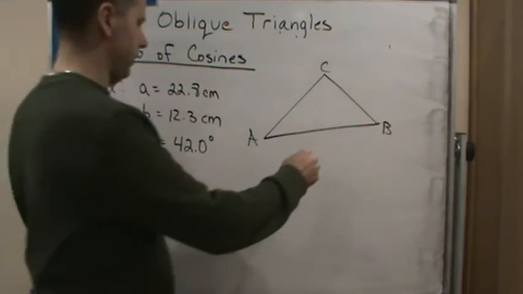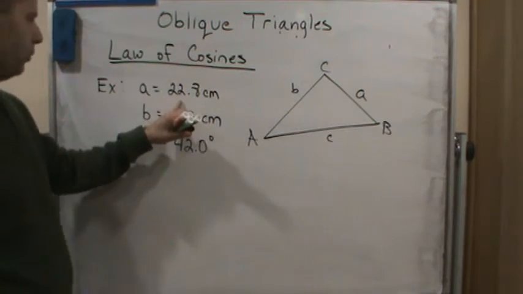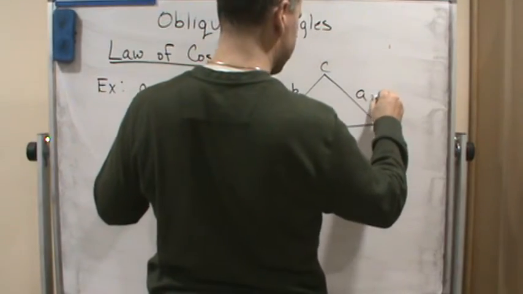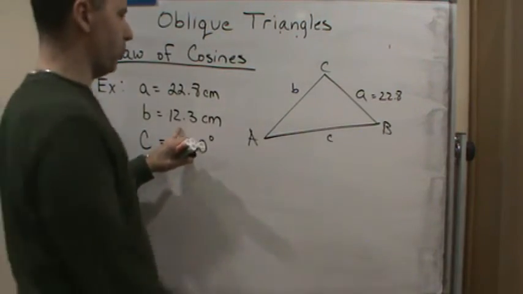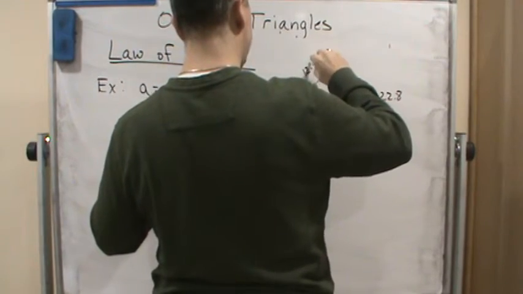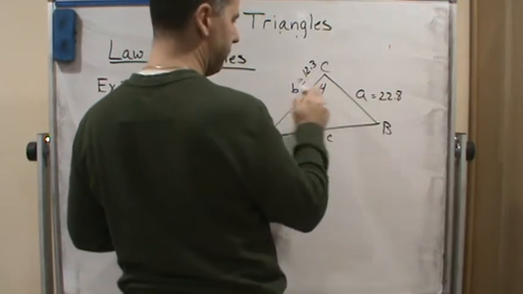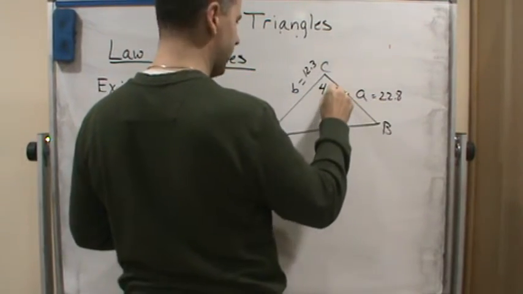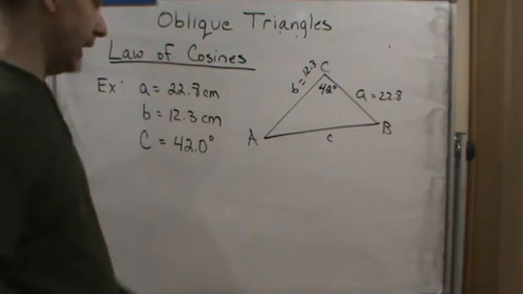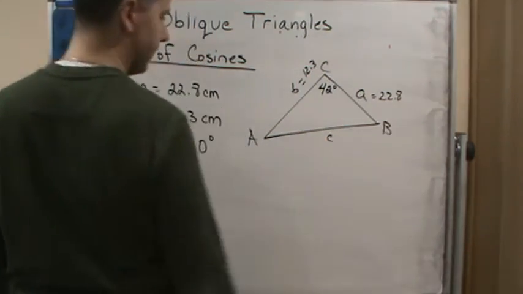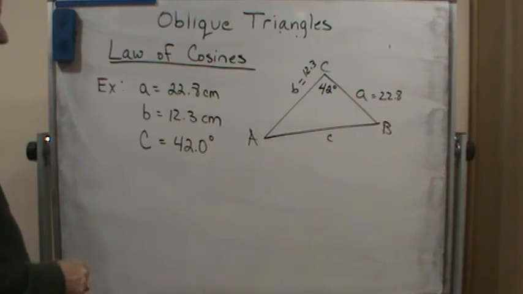Okay, so A, that's going to be this side, B, and C. And so now A equals 22.8, right? So that's 22.8 centimeters. B is 12.3 centimeters. C is 42 degrees. So notice we have the sides and the angle between them. So 42 degrees. So now what are we going to do? Well, let's use the law of cosines to solve for this side, right? We're going to solve for the side opposite the included angle.